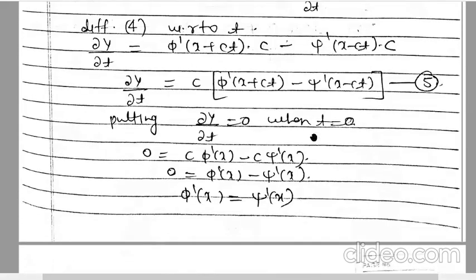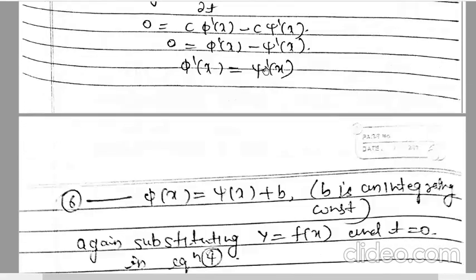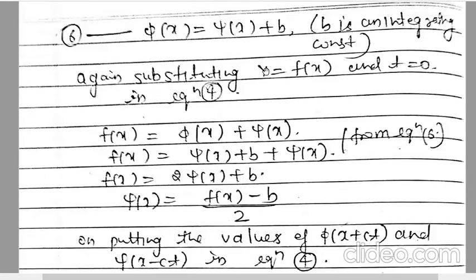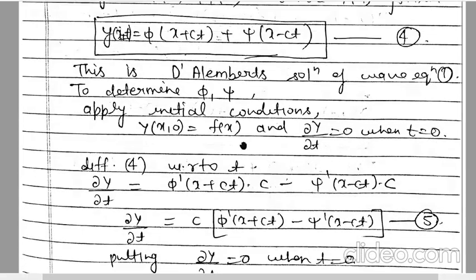So this is your equation 4, this one. Just write all these values here. So we are getting phi x is equal to (f(x) + b)/2, so 1 by 2 is outside. So in equation 4, just watch carefully.